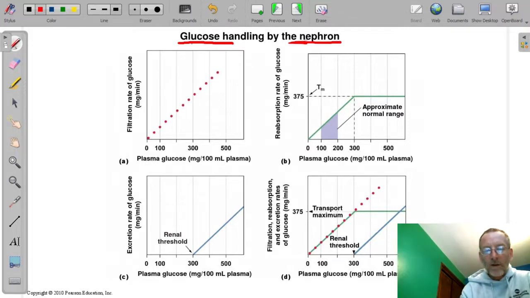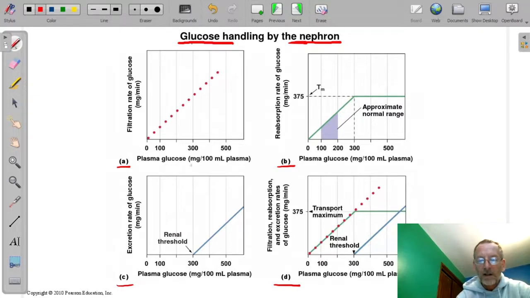So take it one image at a time. There are 4 of them here, and let's just work through it piece by piece, starting with the first figure, top left, panel A. It's showing the plasma glucose concentration in 100 milligrams per 100 milliliters.